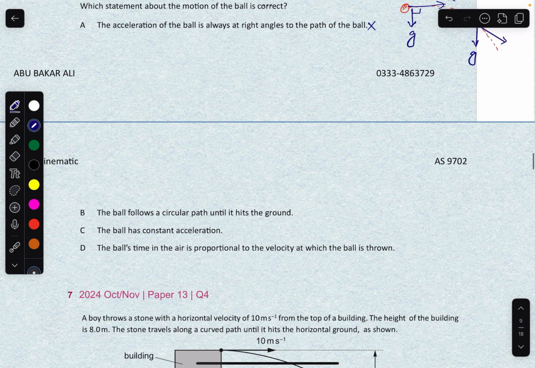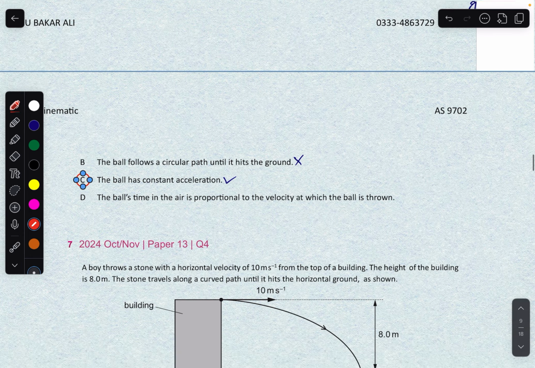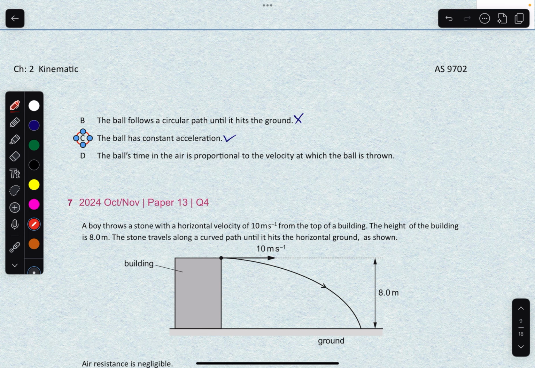In part B, the ball follows a circular path until it hits the ground. It's not the case. The ball has a constant acceleration. Yes, the ball has a constant acceleration. Why? Because there is no air resistance. So you will choose option C. And D is also not the case. If you see the equation, you can easily judge this thing.